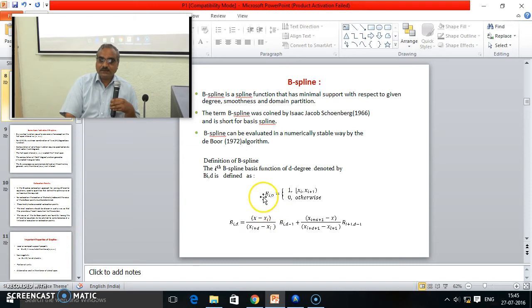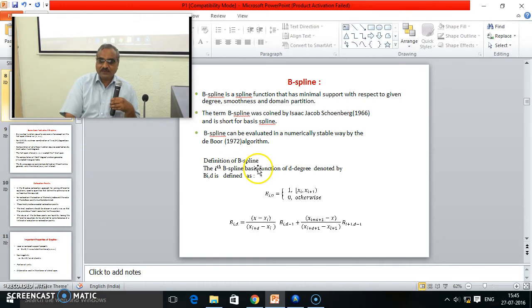Now B-spline is a spline function that has minimal support with respect to given degree, smoothness, and domain partition. The term B-splines was coined by Isaac Jacob Schoenberg in 1966 and it is short for basis spline. B-spline can be evaluated in a numerically stable way by an algorithm given by De Boor in 1972.